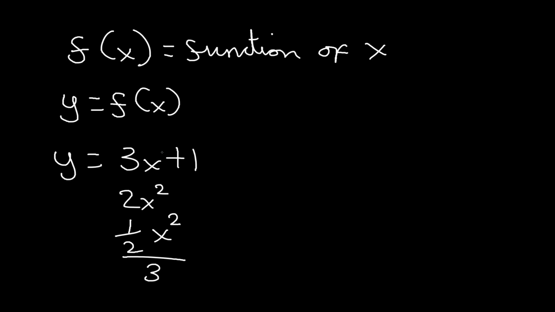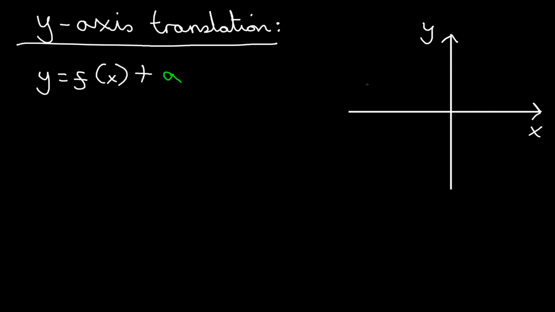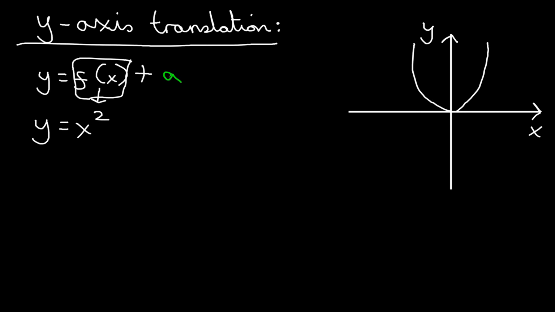So let's get started. Okay, let's start with a y-axis translation. Let's imagine we have the x squared function. So y is equal to x squared. Now f of x is x squared, and we're going to add a constant a to it. So if we add, let's say, 2 units, then we would move this graph upwards 2 units, and it would look something like this.